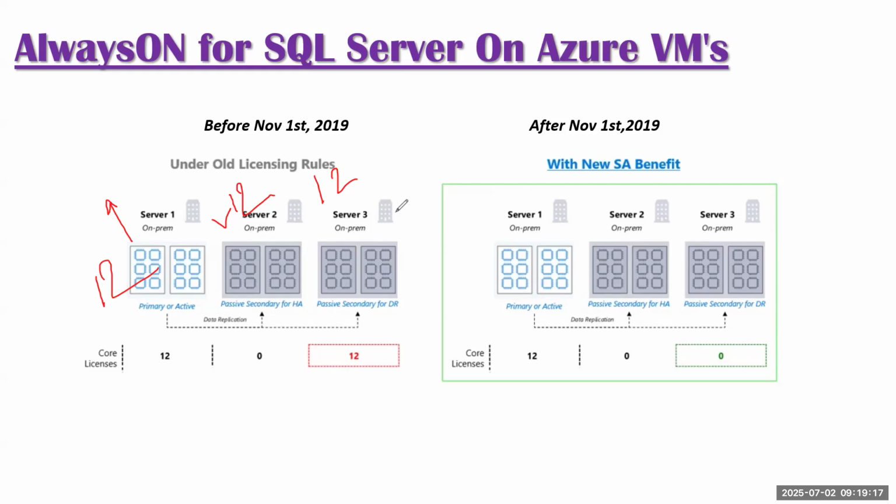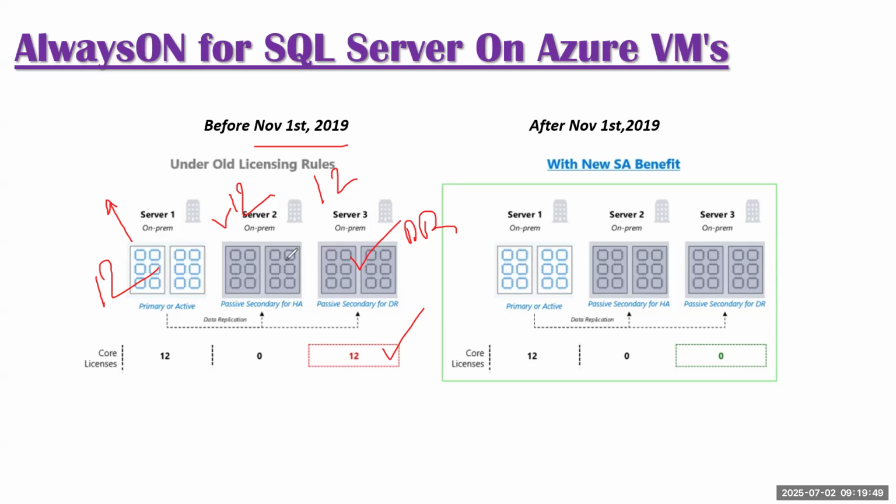But if you want 1 more copy for DR purpose, what is DR, what is HA, we'll talk after 1 week, mostly next week we'll start. So for DR purpose, definitely you need to pay for this one also. You need to pay for this before November 2019.